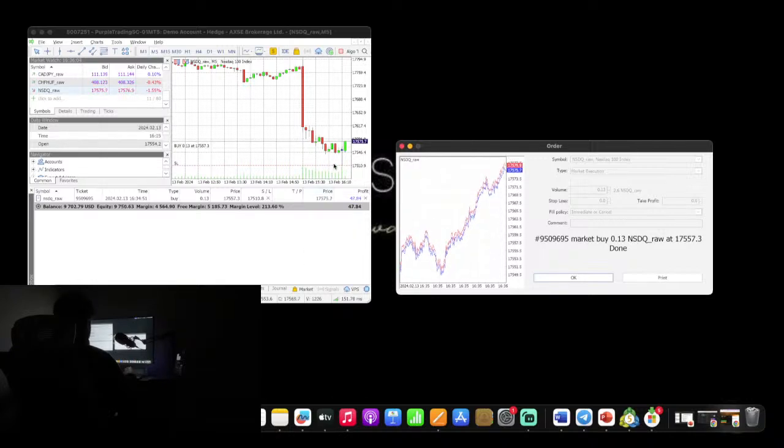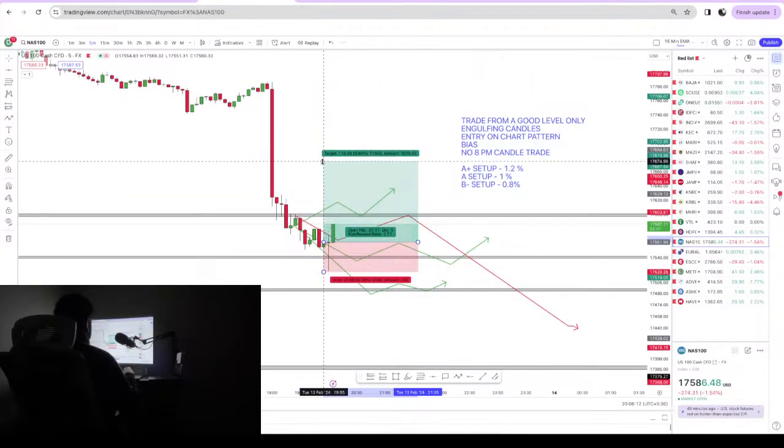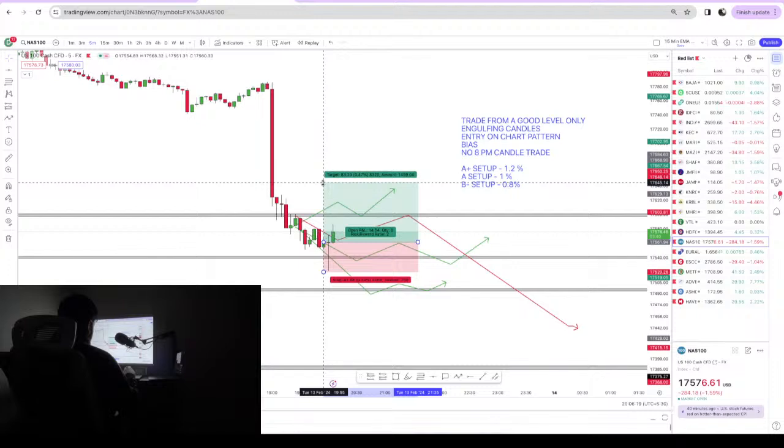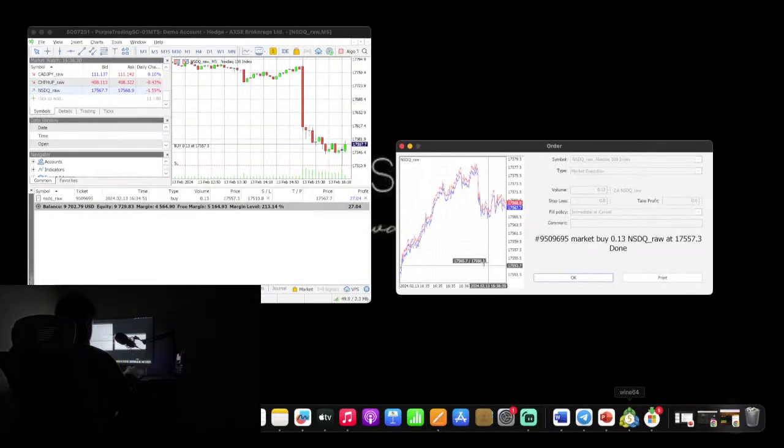So I have placed the stop loss here. You can see we have kept this as a stop loss. So this will be the target, because the position size which I have taken will be a $120 loss if we hit this stop loss. So this is our target. Let's place our target order.